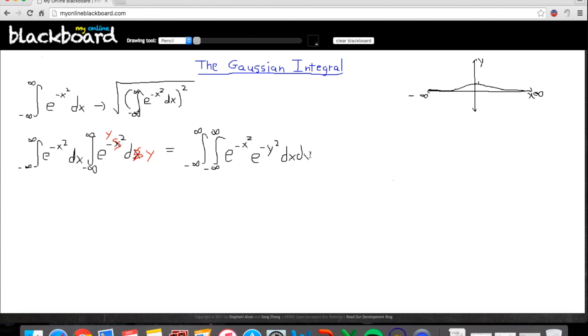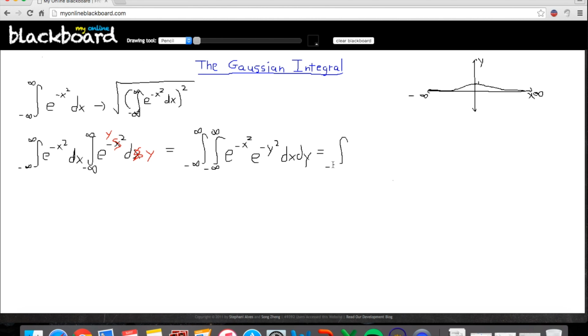Now I'm going to do one more thing to make this a little bit simpler. I'm going to combine this. So when you have the same base, you can simply just add the exponents. So we're going to have e to the negative x squared minus y squared. And then if I factor out the negative 1, which I'll do in one step, you'll have negative the quantity of x squared plus y squared. So let me write that out.